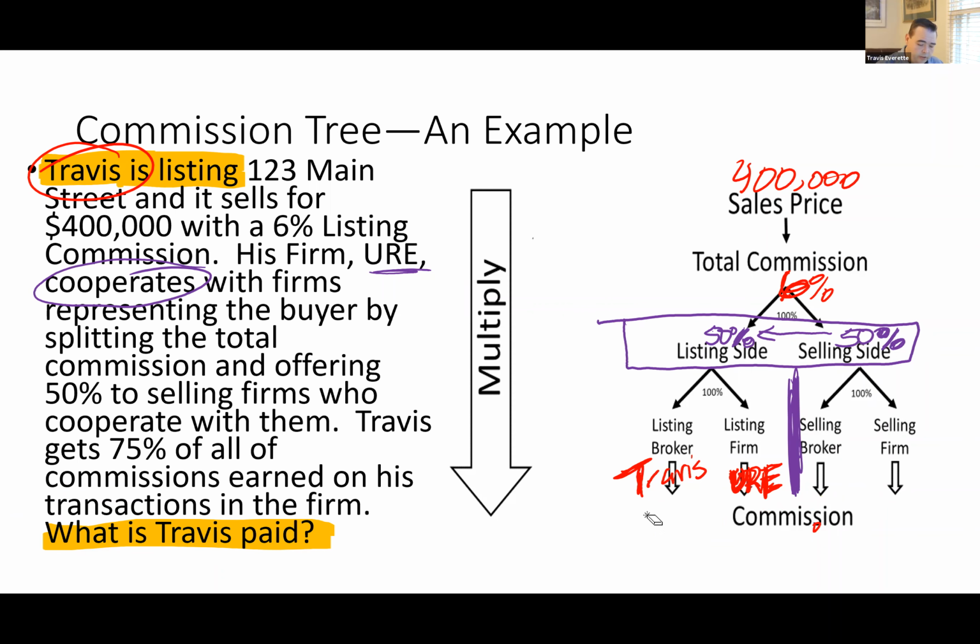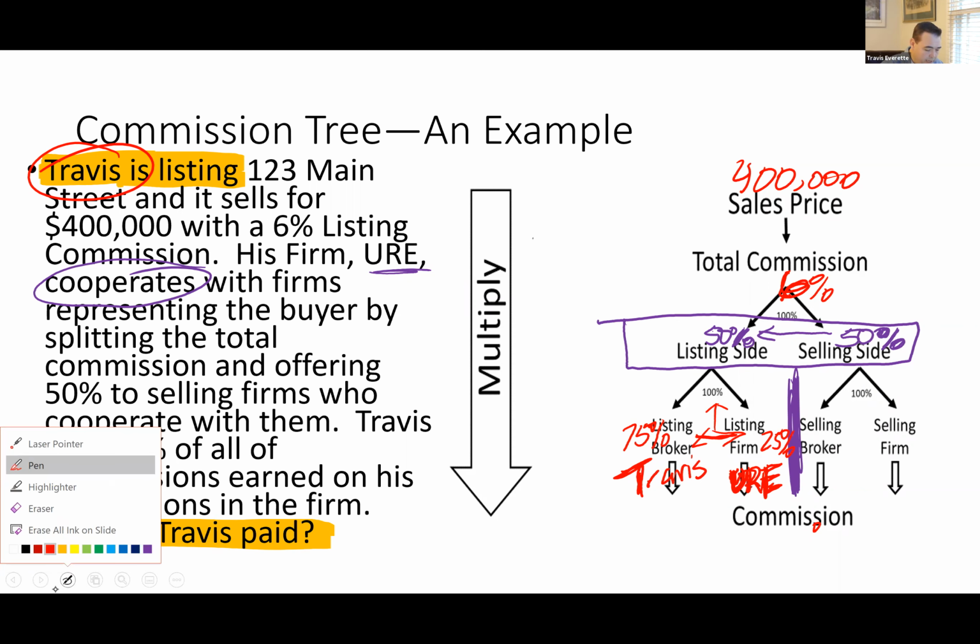Let's fill these in a little bit better. Let's do it right here. 75% for him must be 25% for his firm, because again, this one also has to add up to be 100%. Here's the beauty of it. Look at the question. What is Travis paid?